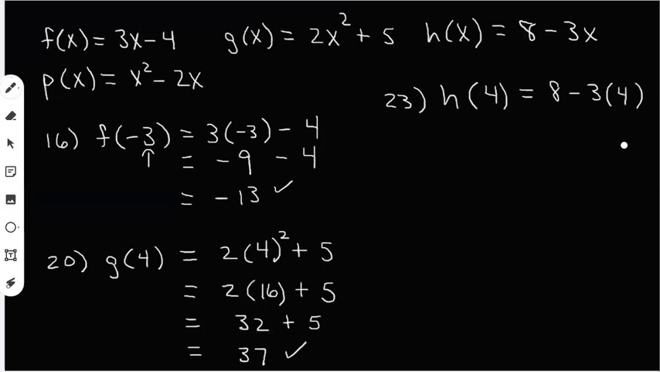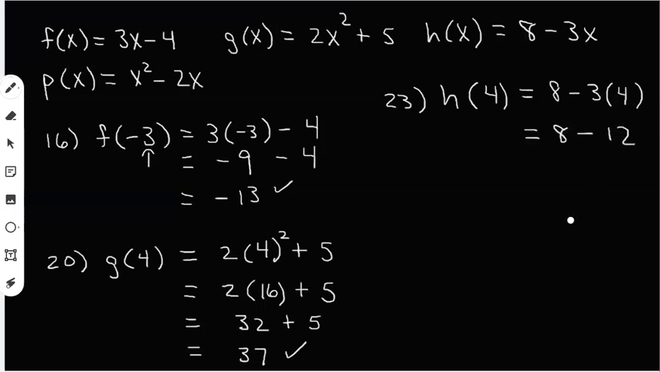So what am I going to do first? Am I going to subtract or am I going to multiply? What do you think, Coach? Please excuse my dear Aunt Sally. So you got to use the multiplication first. Right. We're going to multiply first. I have 3 times 4. That's going to be 12. So that's going to give me a 12.